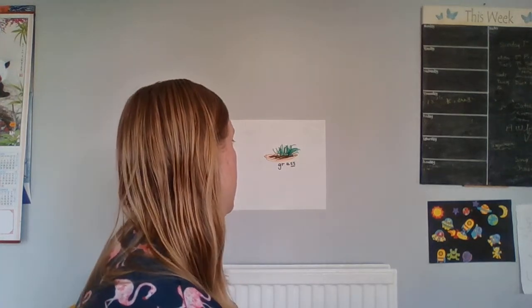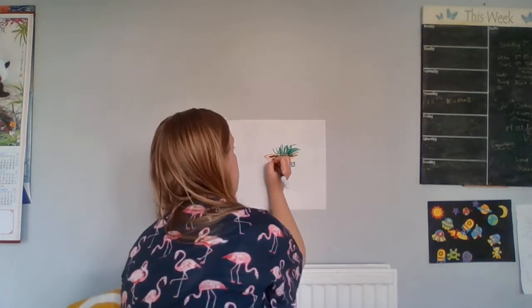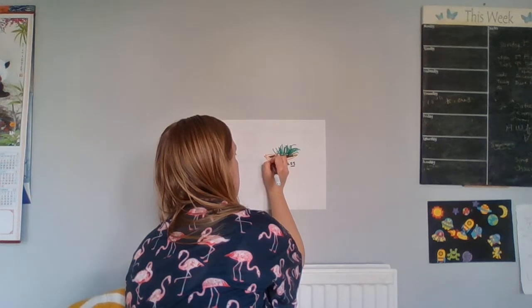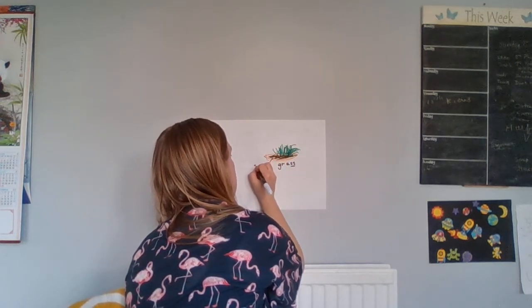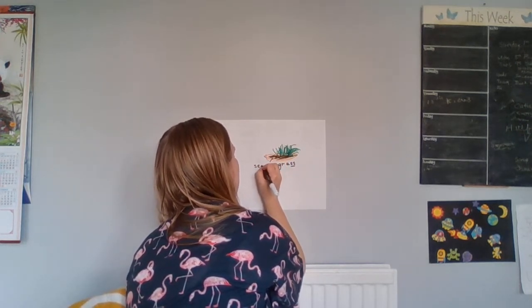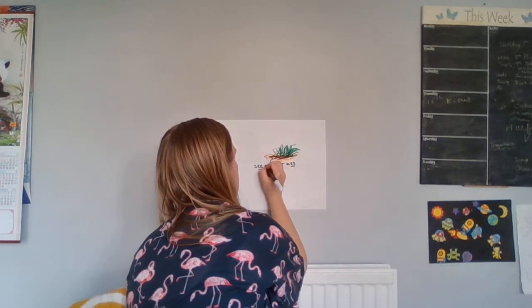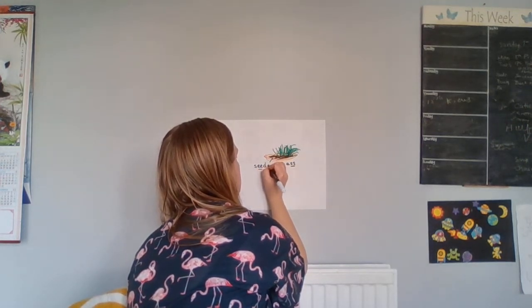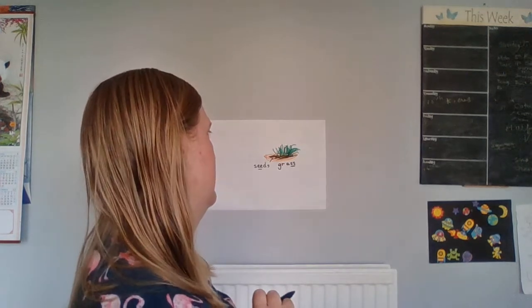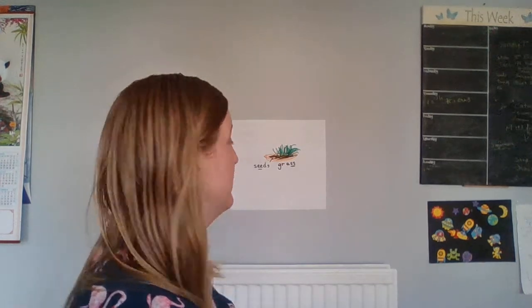I've got grass. And I could add in there, for example, in here, I could draw a little arrow if I wanted to. It says seeds. So I've got that E sound that some of you might have learnt. Seed. Seeds. Okay. So that is what I would like you to have a go at doing.